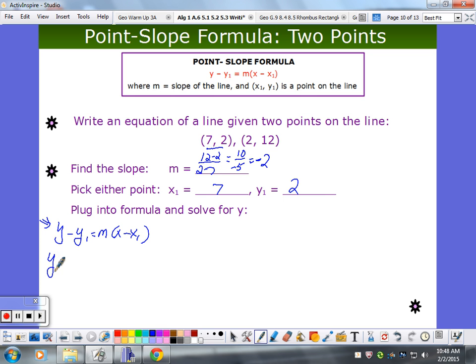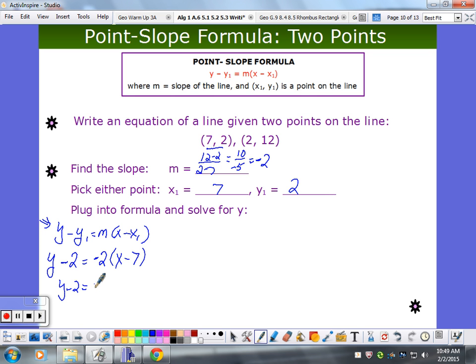So y minus, what's y1? Y minus 2 equals, what's my slope? X minus 7. Be careful. A common mistake is to mix up: the y goes here, the x goes here, the slope goes here. Do your distribution and be careful.